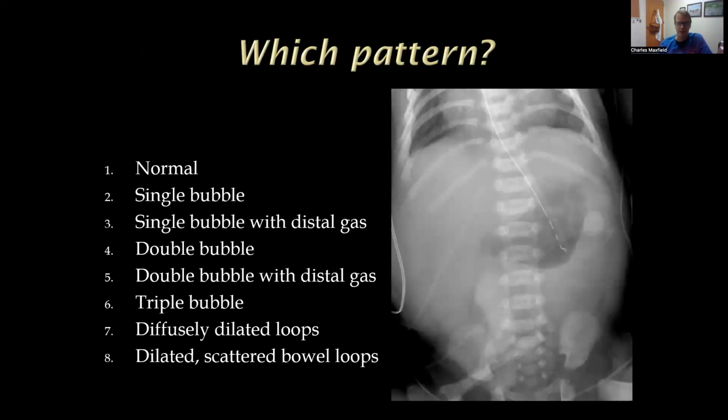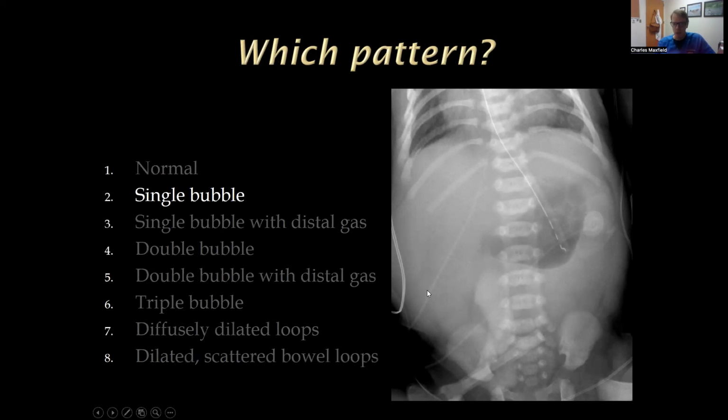Here's your third pattern. And look closely. How many bubbles do you see? Do you see distal gas? Are there other dilated loops? I'm seeing a single bubble here, and I'm not seeing any other gas. No other lucencies down lower. So this is a single bubble, right?